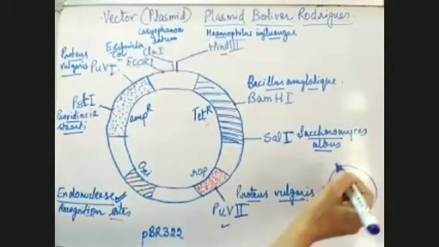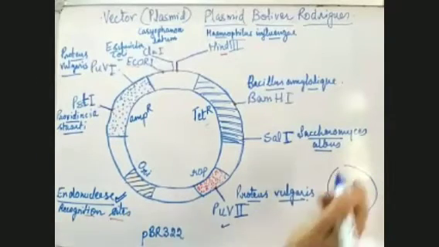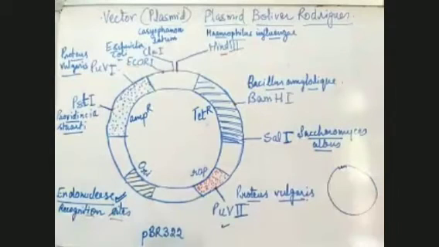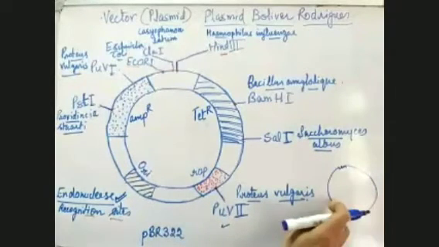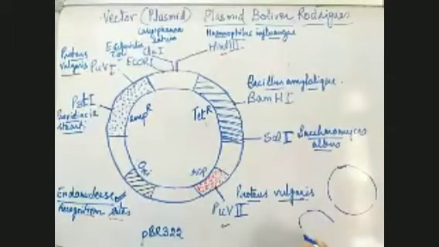If we have one recognition site, only one enzyme will make a cut and we will be able to insert a desired gene here. But if we have more than one recognition site, then what will happen? Our plasmid will be of no use. It will break into fragments. See, it has broken down into fragments. It has broken into pieces.